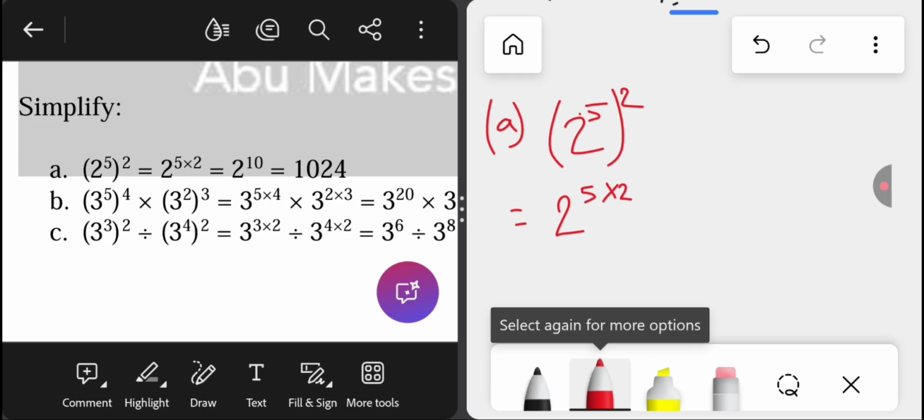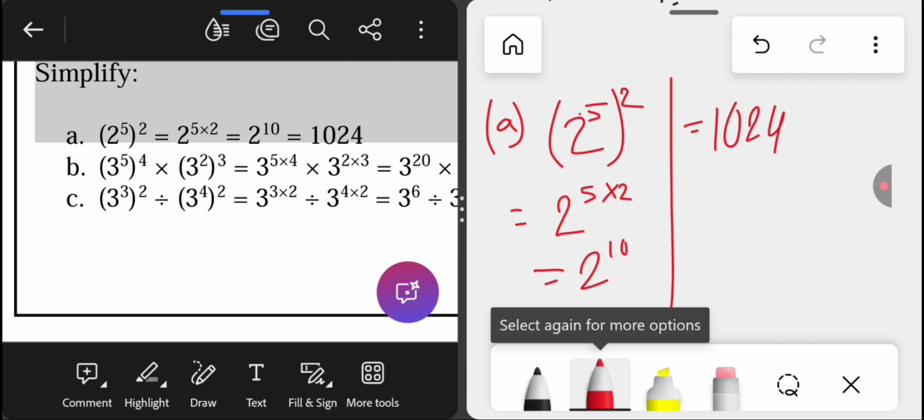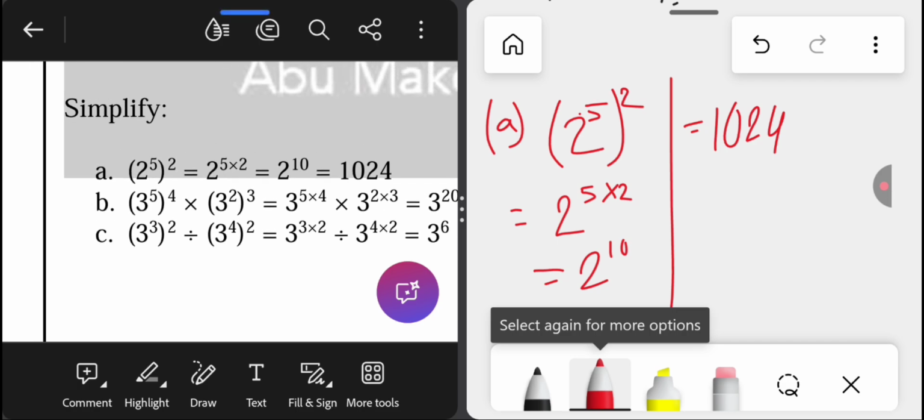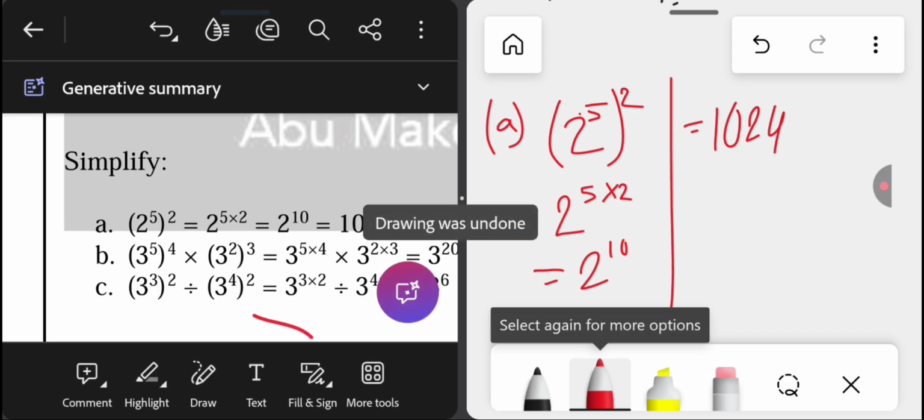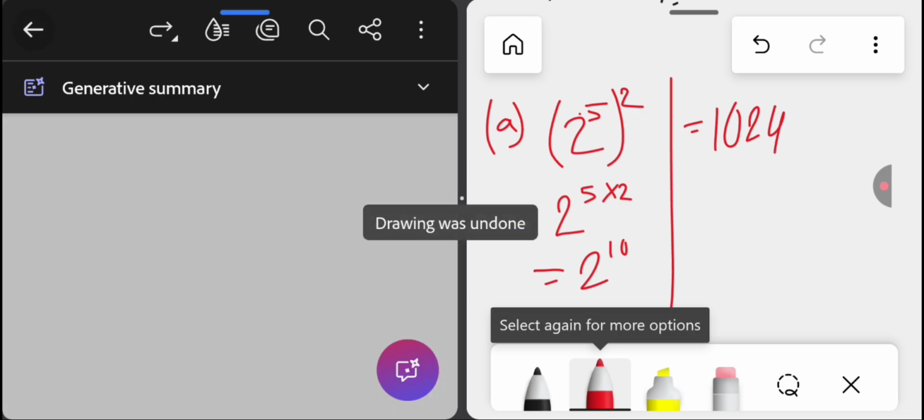When there is a power outside the bracket and an existing power inside the bracket, both powers are going to be multiplied with each other. Then 2 to the power 10 is equal to 1024. When the question asks you to simplify, you have to find the value of 2 to the power 10. As you are already in class 7, I think you are allowed to use calculators.